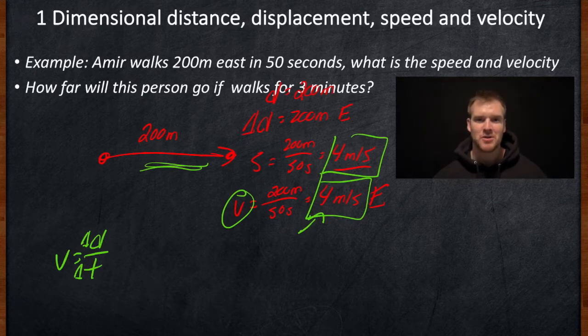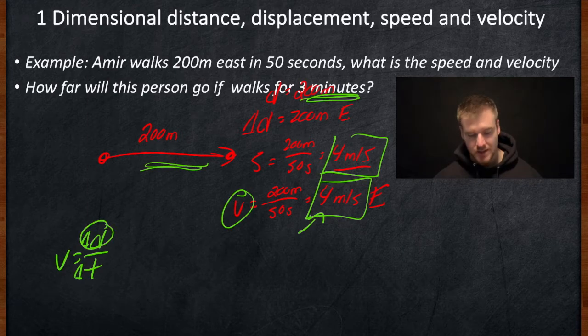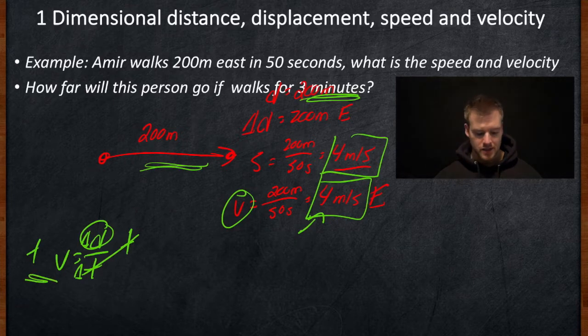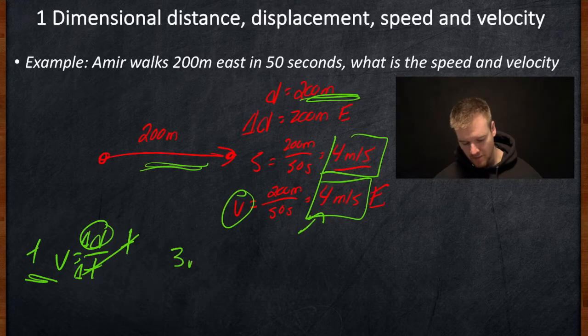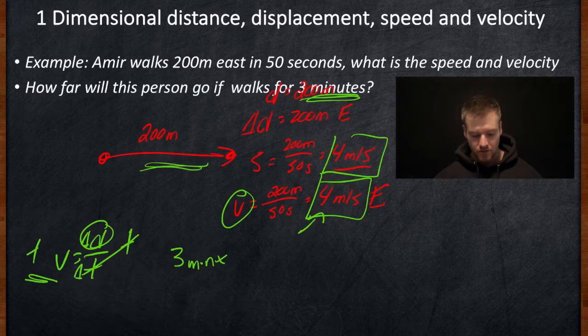I might forget to put the triangle in a couple times, so hopefully you can remember that v is displacement over time. And this one is saying, how far does he go in 3 minutes? So we're asking for the displacement. To rearrange this, I'm going to multiply by t on both sides. Time multiplied by velocity will give me displacement. So 3 minutes times our velocity of 4 meters per second.